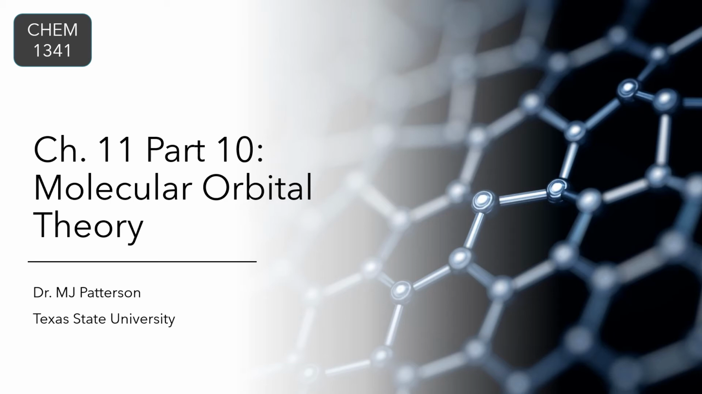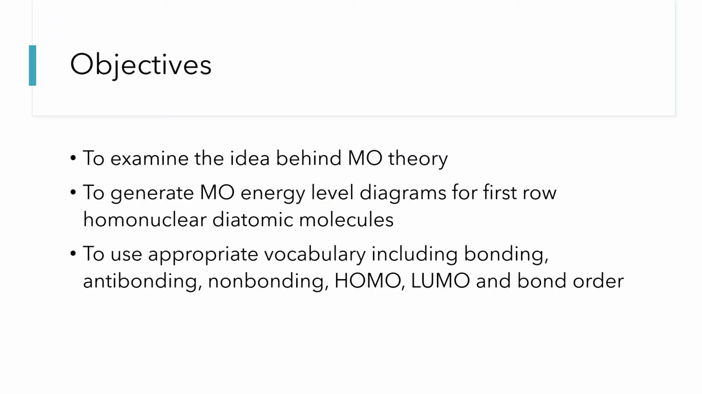Hi Bobcats! This video is going to introduce molecular orbital theory. We're going to look at the ideas behind molecular orbital theory, and we're also going to generate some MO, or molecular orbital diagrams, energy level diagrams, for the first row homonuclear diatomic molecules, and also introduce some of the vocabulary that is peculiar to molecular orbital theory, including what's the difference between bonding, anti-bonding, and non-bonding MOs, what's a HOMO and what's a LUMO, and what is bond order.